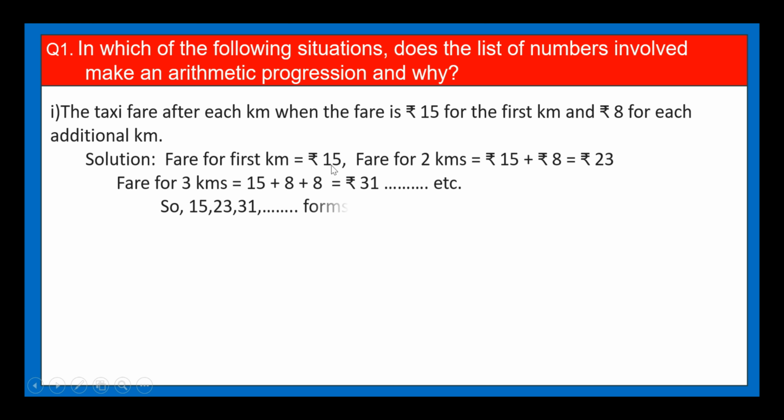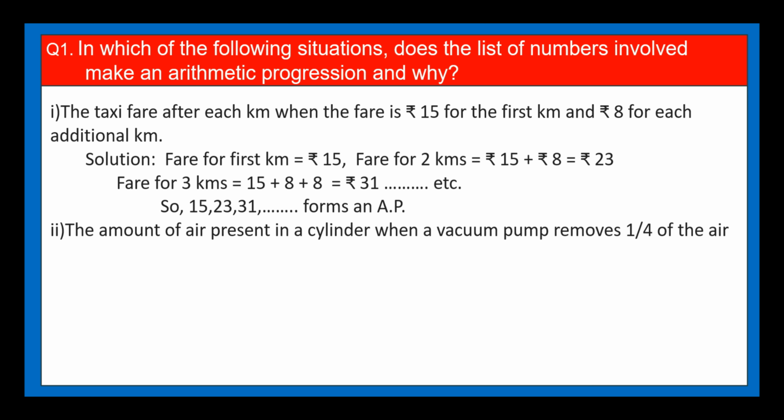If we list out all these numbers one by one, 15, 23 and 31 and so on. If we observe the difference, 23 minus 15 is 8 rupees and 31 minus 23 is also 8 rupees. Since the difference is the same between two successive terms of this progression, therefore it is an AP.